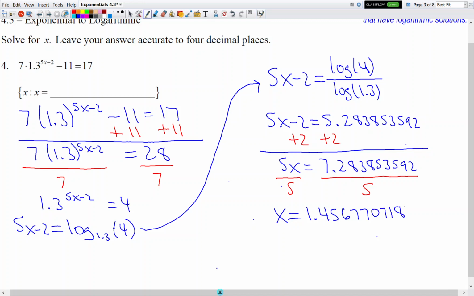Okay, so who's sitting in the fourth spot? Fourth spot is a 7. Fifth spot is a 7 also. So does the 7 tell the 7 to turn into an 8, or does the 7 tell the 7 to stay a 7? Well, based on your rounding rules, the fifth number, 7, tells the fourth number, 7, to turn into an 8. So your final answer is going to be 1.4568. And we're done.